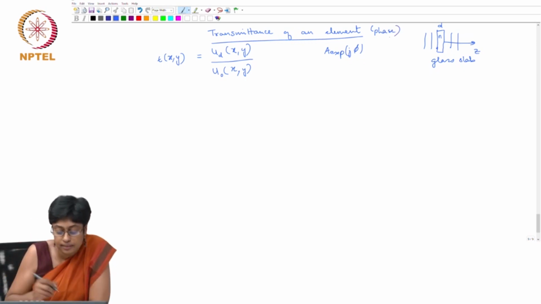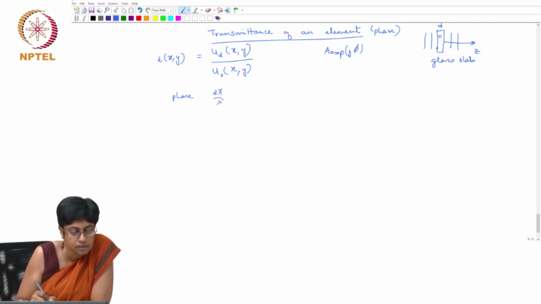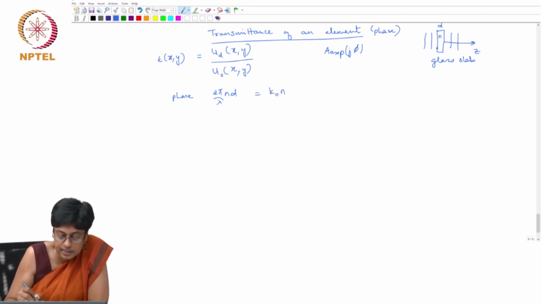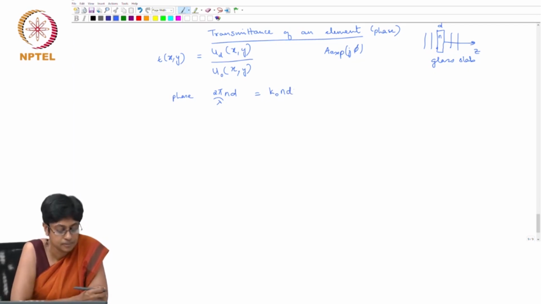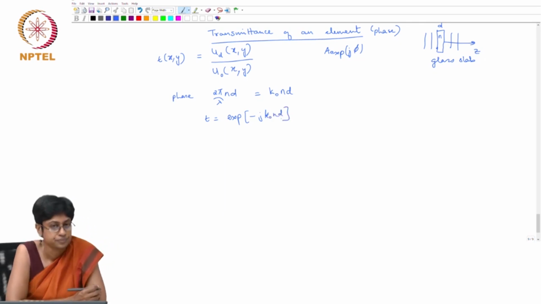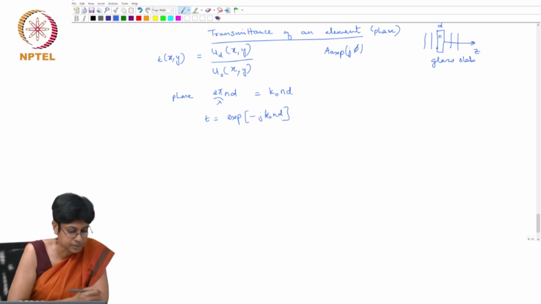Now if I say that it's n refractive index, the phase change is going to be 2 pi by lambda times n times the thickness of this glass. Okay, or that 2 pi by lambda we can say is k naught. So the transmittance of this very simple element then is nothing but the exponential of this. Okay, so let's go to the next element. This was simple, too simple.